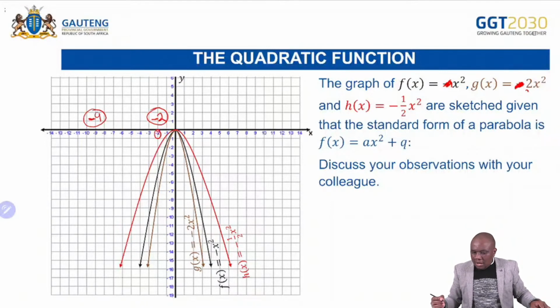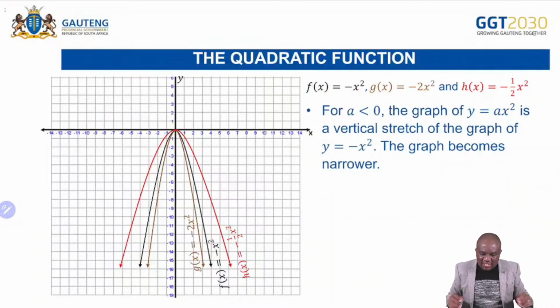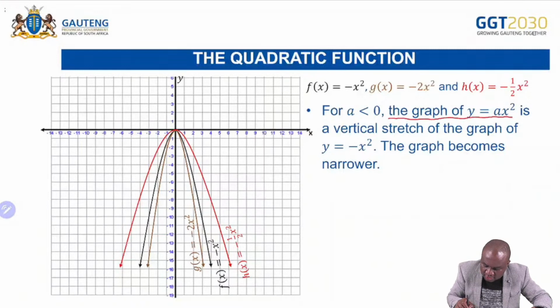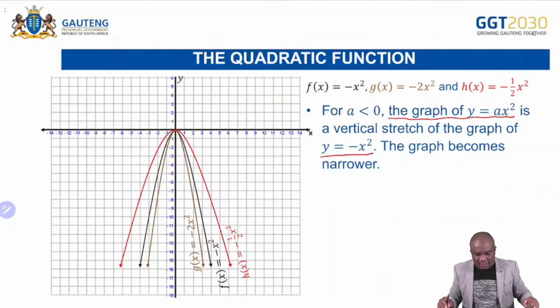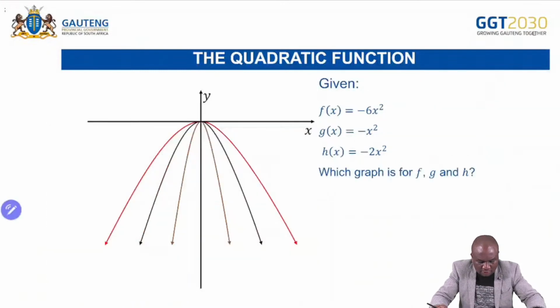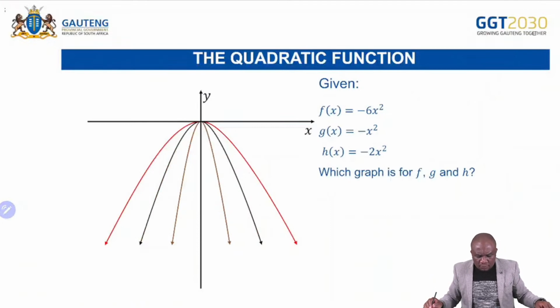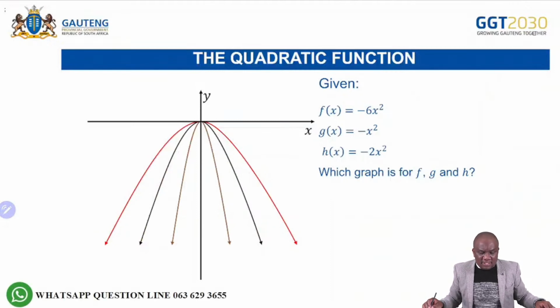Yes. So now we can say that for A less than 0, that is when A is negative, the graph of y = ax² is a vertical stretch of the graph of y = -x². The graph becomes narrower. Okay? Right. And then, now let's try to do this one. Which graph is for f of x, for g of x, and h of x? I'm going to give you answers in 5 seconds. Try to be ahead of me.